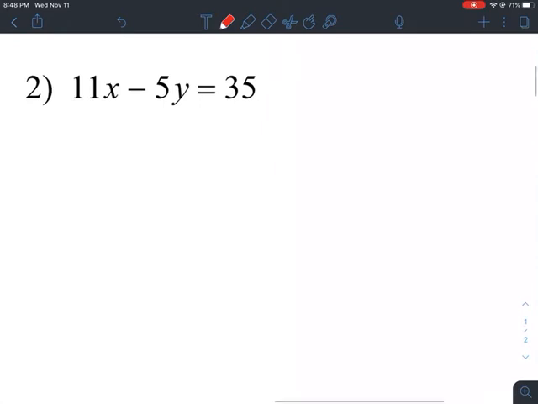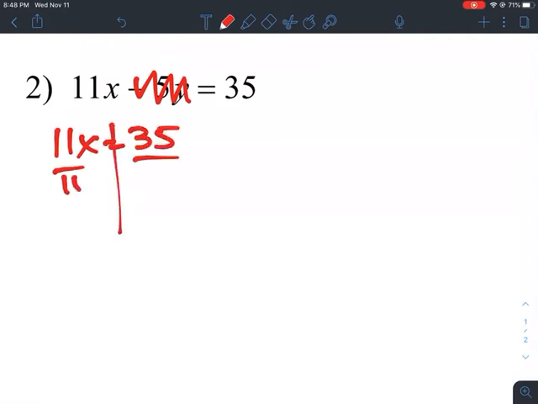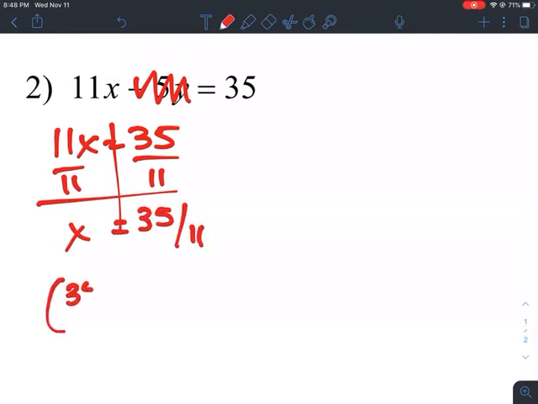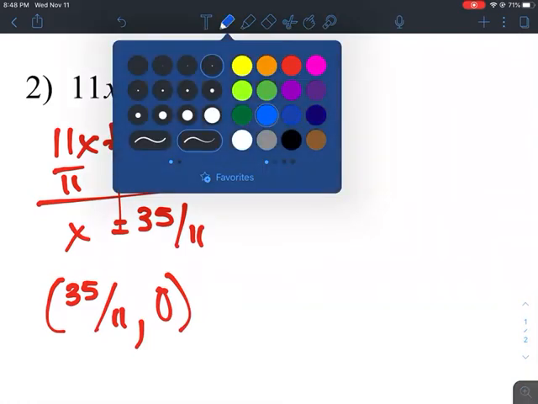This one, same thing. To find my x-intercept, I plug in 0 for y. So I get 11x equals 35. Now, 35 does not divide evenly by 11. So we are going to leave it as a fraction. If you can simplify the fraction, you should, but that is not always the case, as in this case.